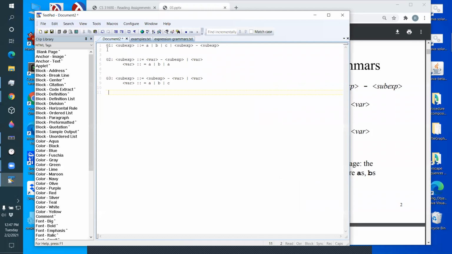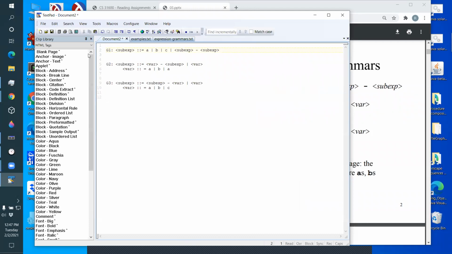There are 2 ways to think about a grammar. One way is the grammar tells you how to write sentences. The other way around is if I have a sentence, the grammar tells me how to build a tree from it, how to parse it. So let's do the first step first. What does a sentence look like in this? Well, a sentence is called a sub-expression. And a sub-expression is either an A, a B, a C, or a subtraction of 2 sub-expressions.